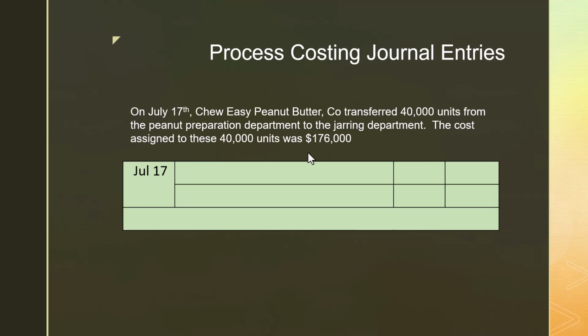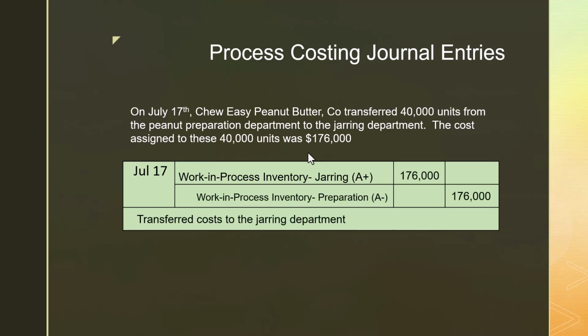Well, WIP inventory is an asset, goes up with the debit and down with the credit, which means we're going to debit the department's WIP account that it's going into and credit the department's WIP account that it's coming out of. So every time that you transfer costs, it's a debit to the WIP sub-account for the department that you're transferring the cost into over a credit to the WIP sub-account for the department you're transferring out of.